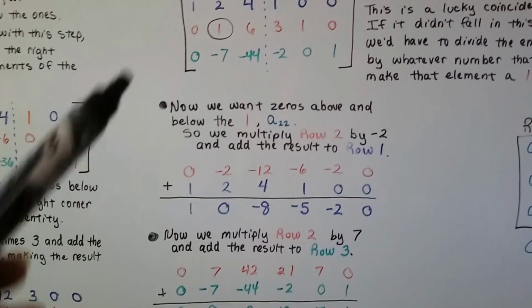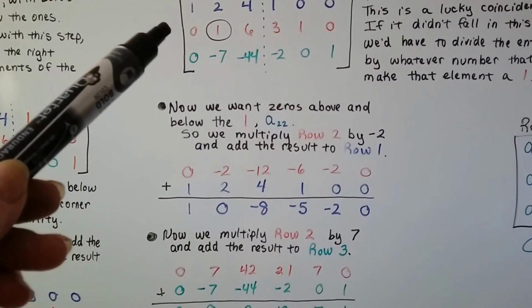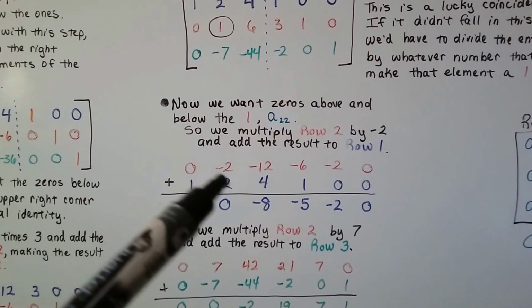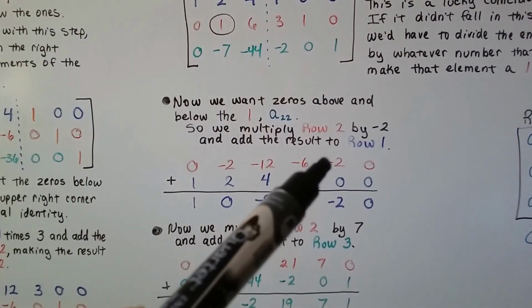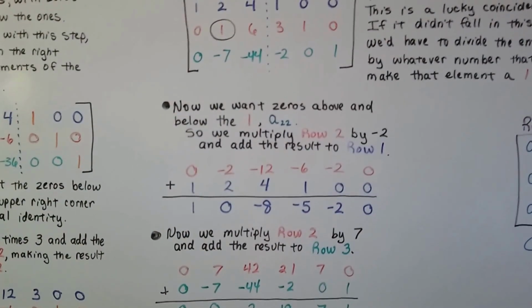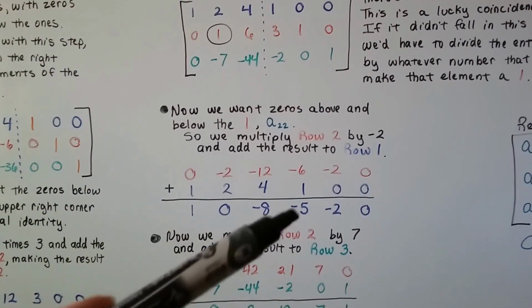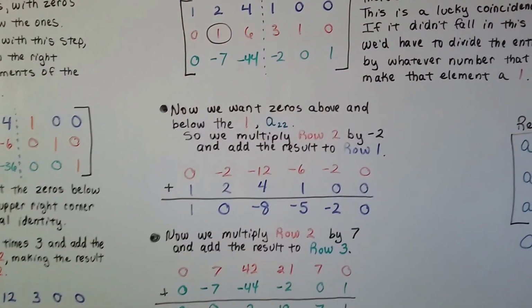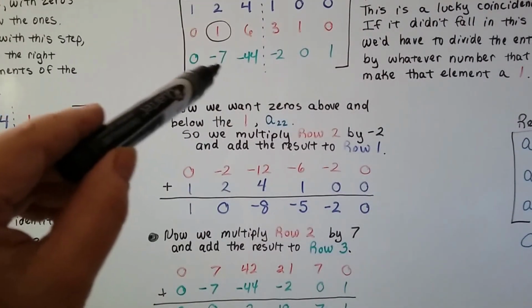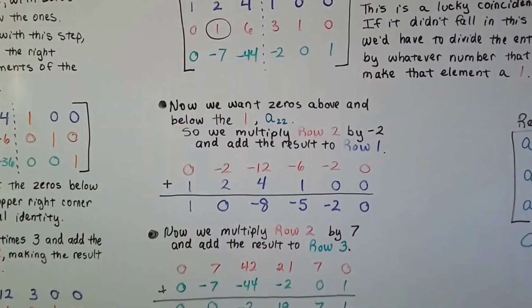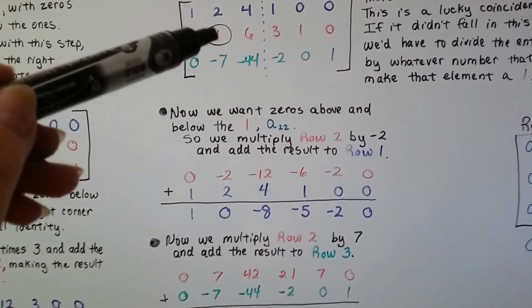So we do that. We multiply everything in this red row by a negative 2, and we get a 0, negative 2, negative 12, negative 6, negative 2, negative 0. We add it to our original blue one, and we get a 1, 0, negative 8, negative 5, negative 2, and a 0.